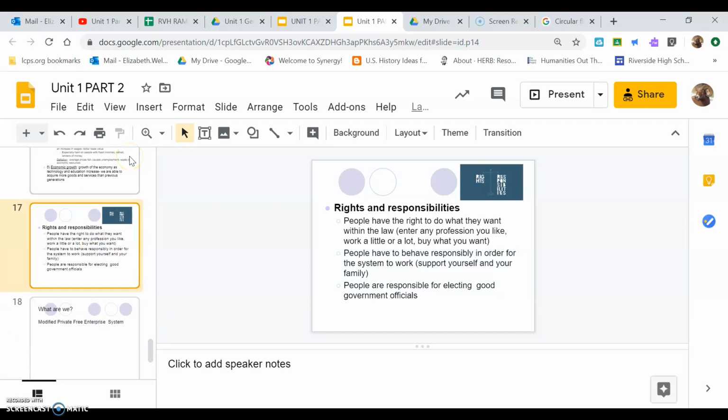And rights and responsibilities. That's all in the government's end, but this is for us. We have the right to choose what we want. We have the right to behave responsibly. We break the law, we go to jail. And it's our responsibility to elect good government officials.